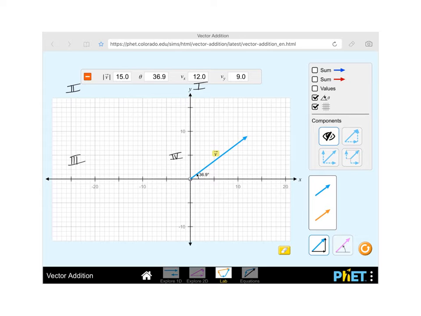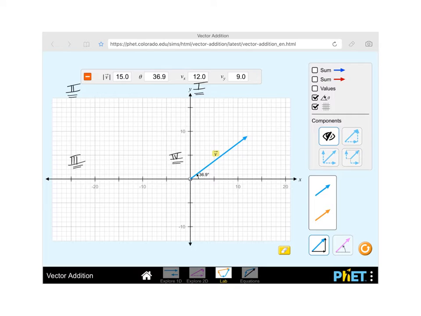What the polar positive negative specification says is that if the vector is in quadrants 1 or 2, it is measured counterclockwise from the positive x-axis. If the vector is in quadrants 3 or 4, it is measured clockwise from the positive x-axis, and it will have a negative value for the angle. So let's take a look at that using the simulation.